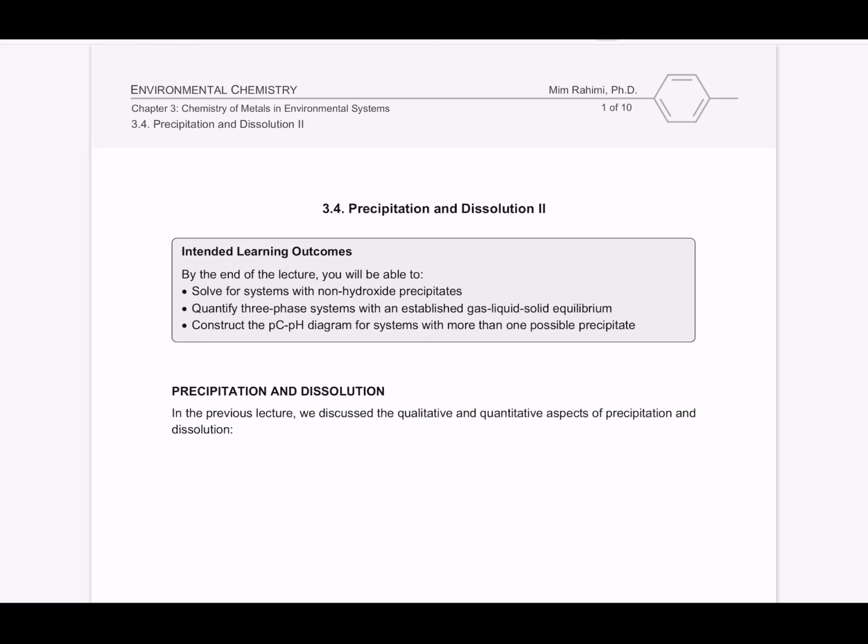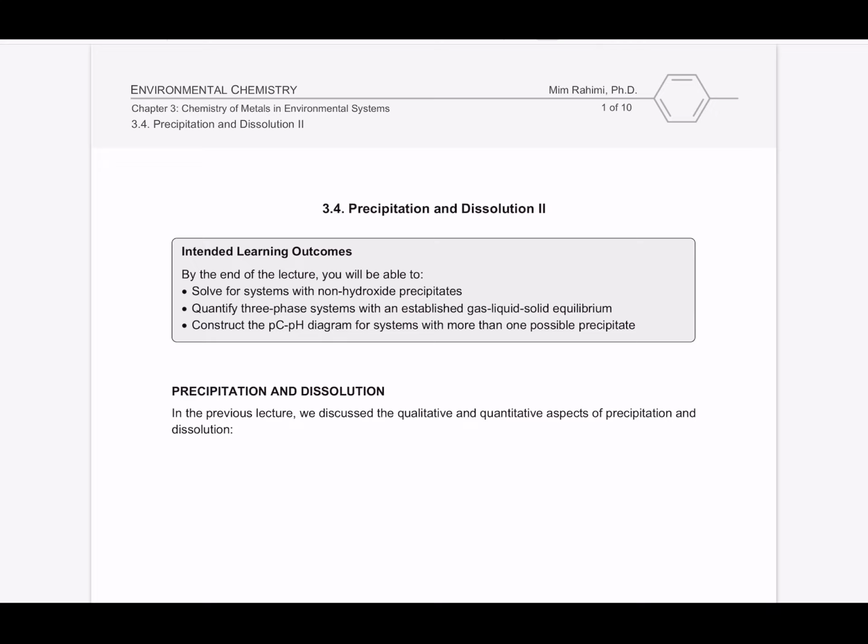Specifically, we're going to solve for systems with non-hydroxide precipitates, as I mentioned. We'll quantify a three-phase system. This time we have gas, liquid, and liquid connected to solid. And also we're going to do a pC-pH diagram for more than one potential precipitate.